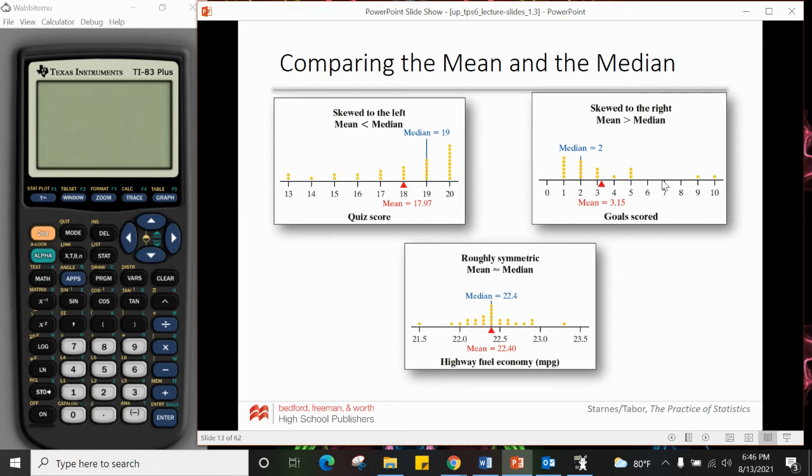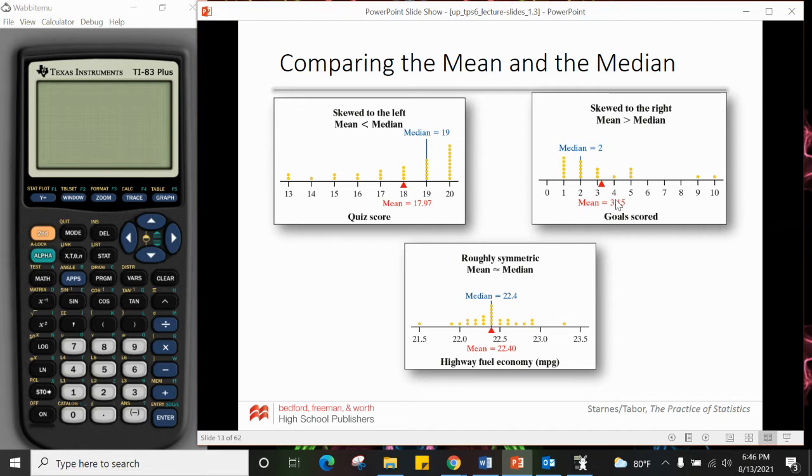So when looking at mean and median, that is another way to help you decide the shape of the distribution. Is it skewed left, skewed right, or symmetric? If they're equal, it's going to be symmetric. If the mean is less than the median, it's skewed left. If the mean is greater than the median, it's skewed right.